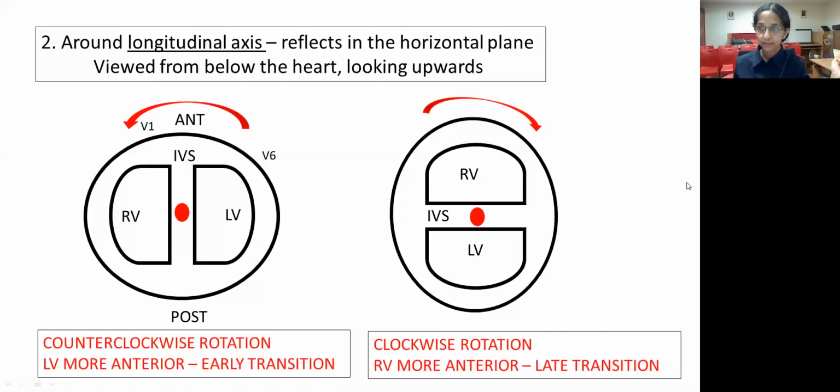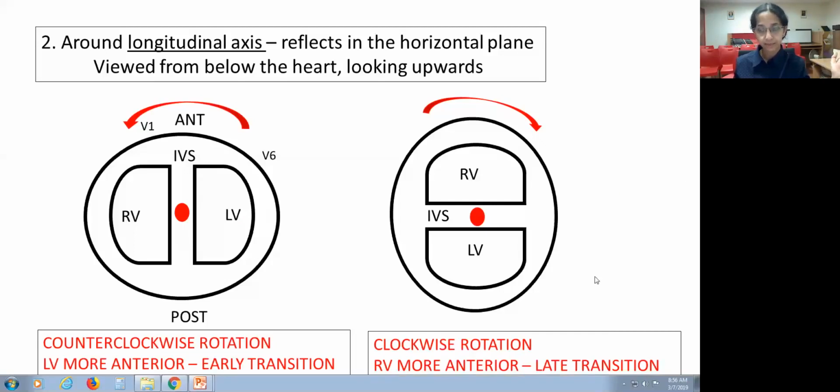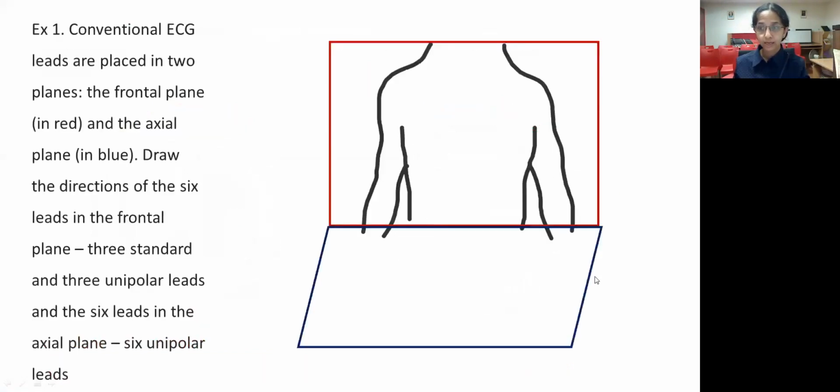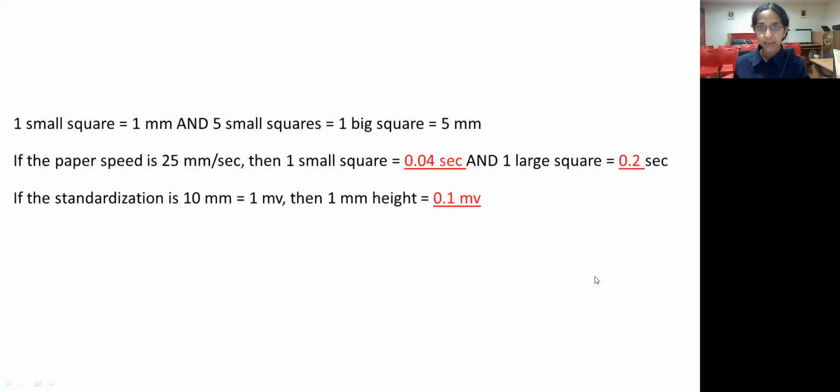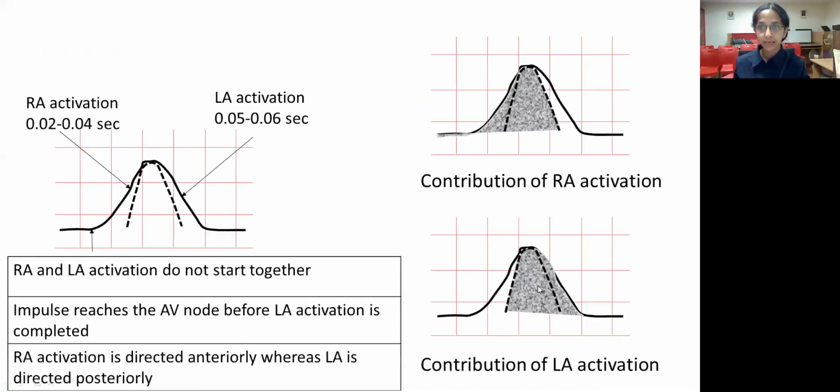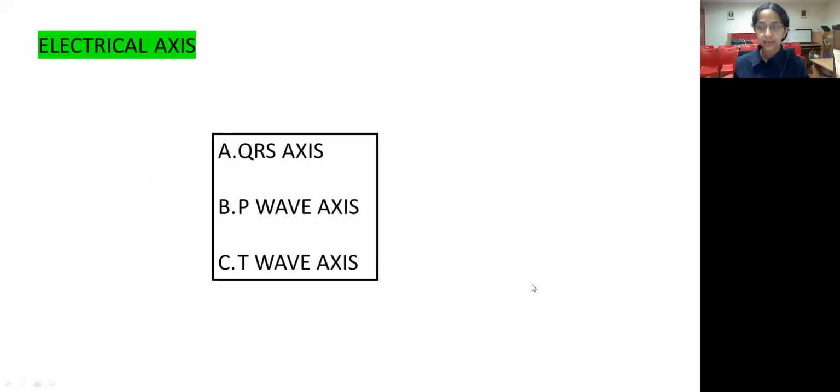Now I hope it is clear, and if you have any doubts at the end of the class, you could tell me. We could go through it once again. So this is the end of the basics of ECG, and now we are going to go to the second most important understanding, which is the electrical axis. Now, electrical axis is considered for the QRS complex, the P wave and the T wave, all three individually. But the principles are going to be the same. So we will start with the understanding of QRS axis.